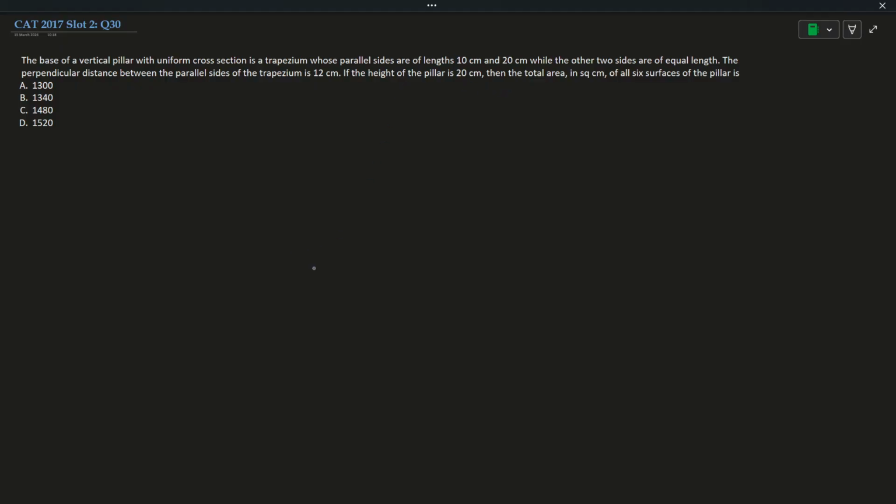So let's say this is the base of the trapezium, and the parallel sides are of length 10 and 20 centimeter. So this is 20 centimeter and this is 10 centimeter. We are told that the other two sides are of equal length, so this will be x, this will be also x.